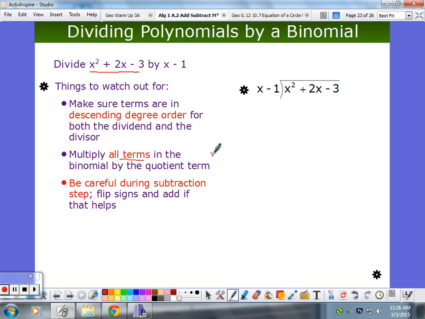So this one, we're towards the bottom of the page now. What you do is you say, okay, x minus 1, I don't know, let's make a guess. X into x squared, what would I multiply by to get x squared? X times what? X. That's what I'm going to start with. So you put the x up here.